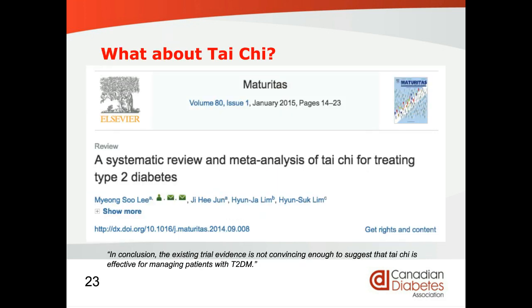When we look at something like Tai Chi, it's a little bit less clear. So there's been some studies done, and again, when the researchers get together and they pool them all together, there's little snippets in a small study that Tai Chi might be effective, but overall, it doesn't seem to have the same scientific evidence that something like yoga or walking or resistance training has.